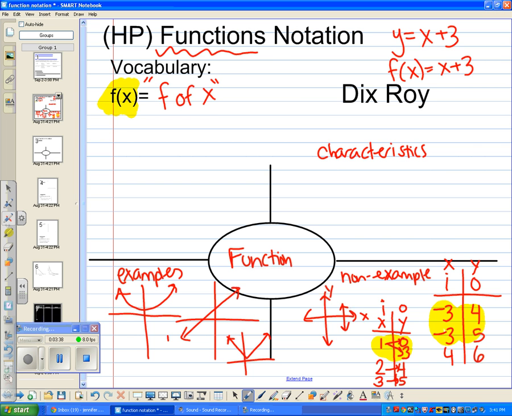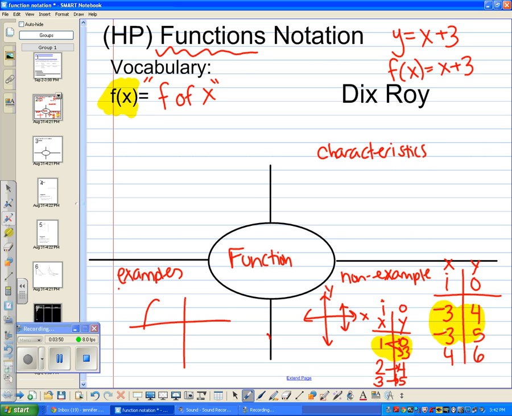You can have even something really bizarre. Let me give you a really good bizarre one. A really good bizarre one is something like this. There's my X, Y. Boom. That is a function.